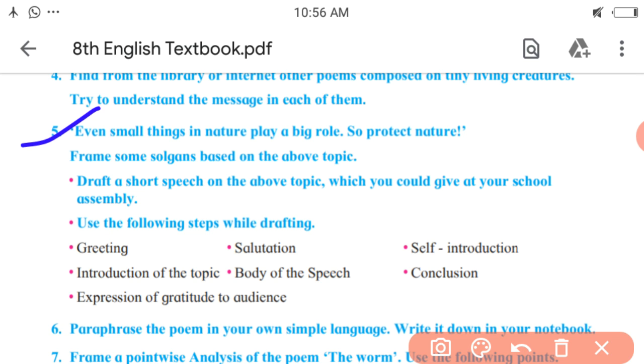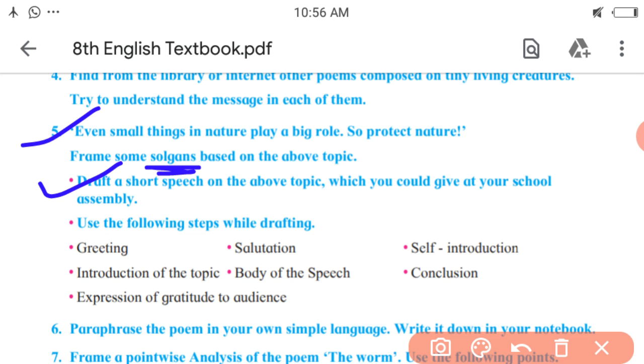So this is all about telling the importance of all the living beings, whether they may be small or big. So you have to frame, or you have to find such slogans where their importance, their protection, or the protection of nature can be mentioned. Here the word slogan has wrong spelling. It is actually slogans.